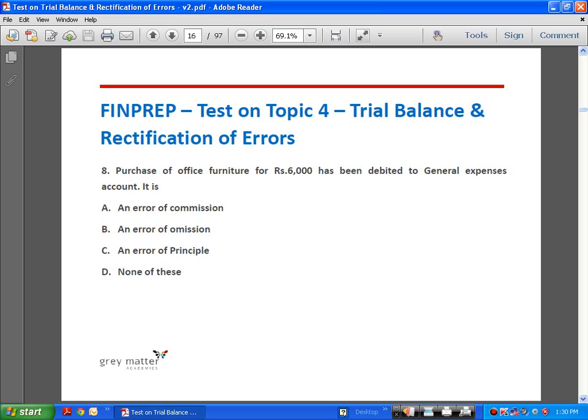Purchase of office furniture for rupees 6,000 has been debited to general expenses account. Right, so here a capital expenditure has been treated as a revenue expenditure. It is an error of principle. Such errors of principle have to be rectified by debiting the furniture and crediting general expenses. So the wrong debit has gone to general expenses, so we have to credit it, and office furniture has not been debited, so we have to debit it now. So answer is office furniture account debit to general expenses account.